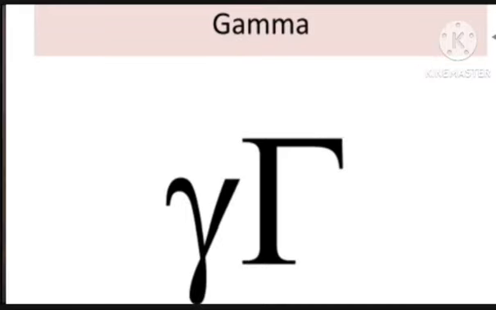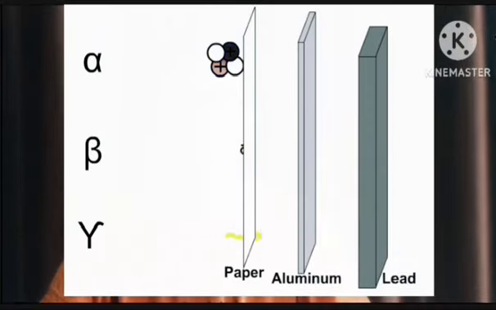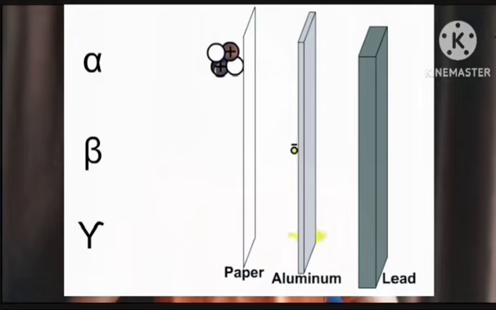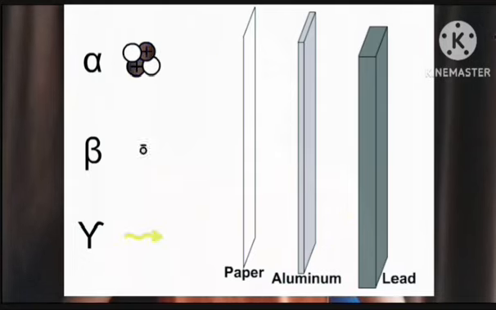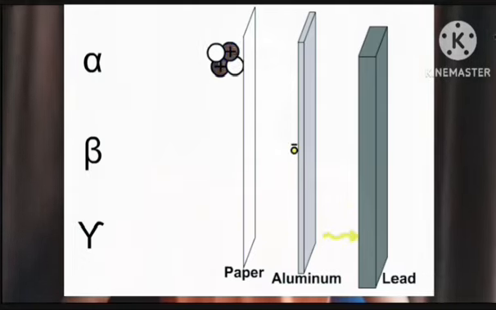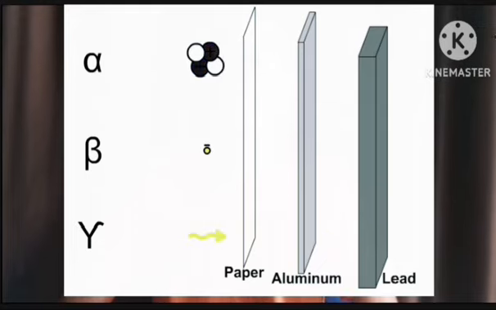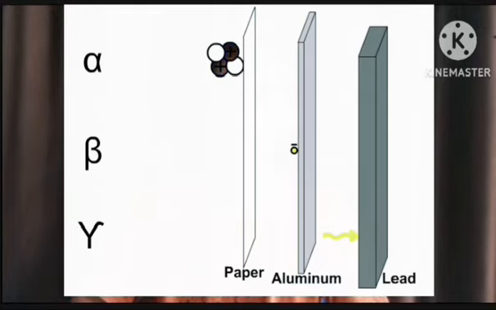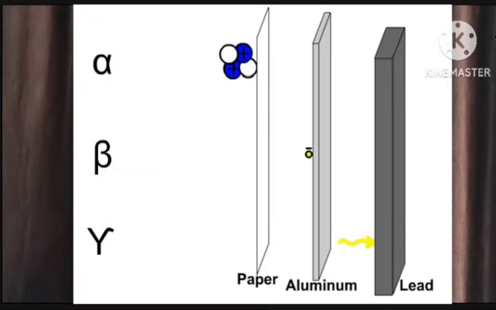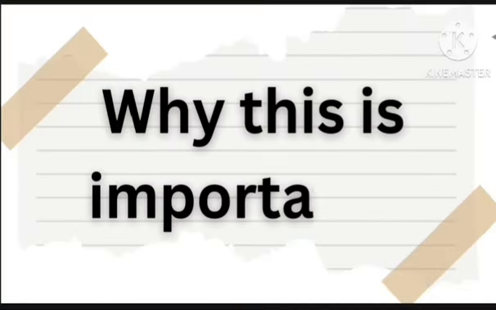There are three types of radiation: alpha, beta and gamma. Alpha particles are the heaviest and can be stopped by a sheet of paper. On the other side, beta particles are lighter and can penetrate a sheet of paper but are stopped by something like aluminium foil. And the last one is gamma radiation. Gamma rays are the most penetrating and can go through several inches of lead or penetrate through a human body.